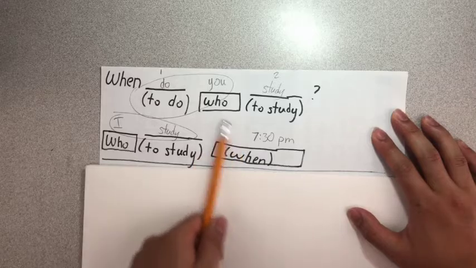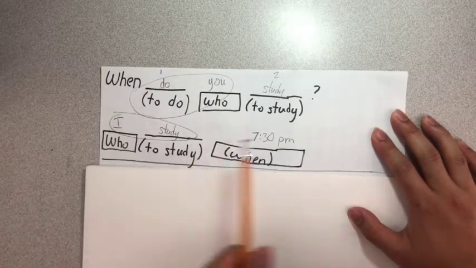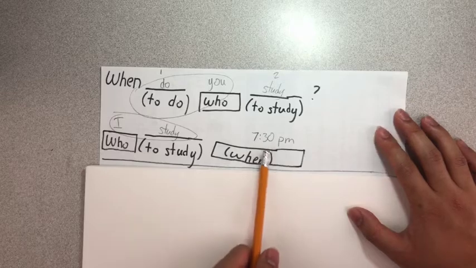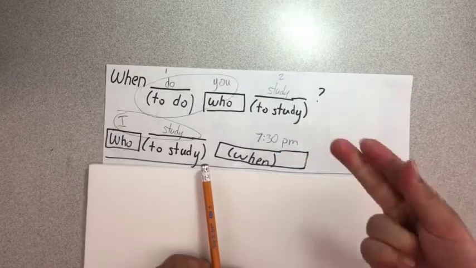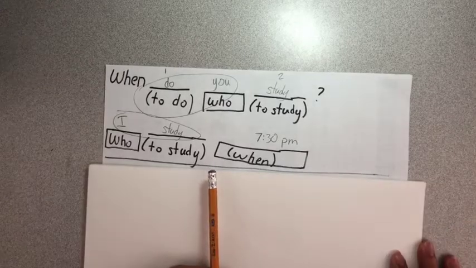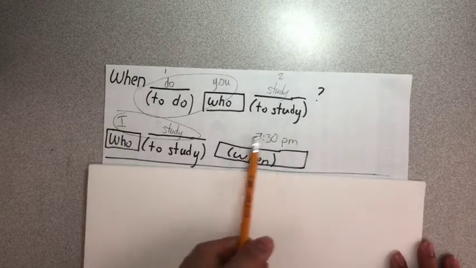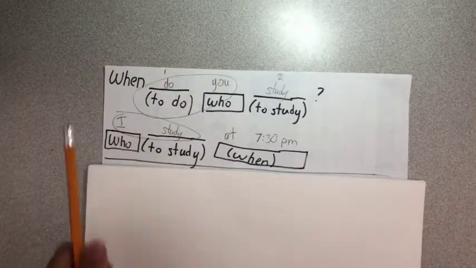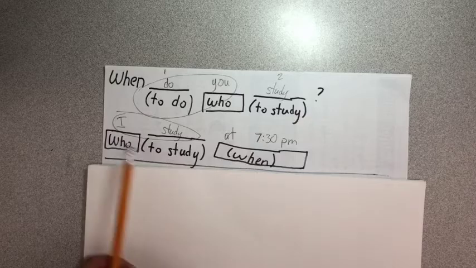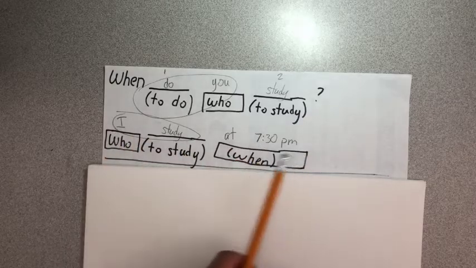So now we still need something right here. What word do we use for 7:30? Do we use at, in, or on? Because this is a time, we use "at." So when do you study? I study at 7:30 p.m.